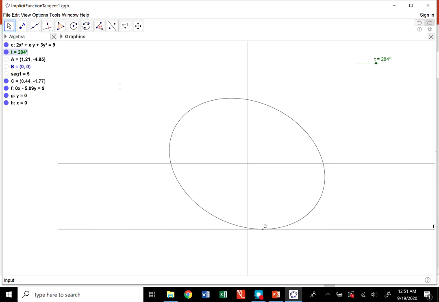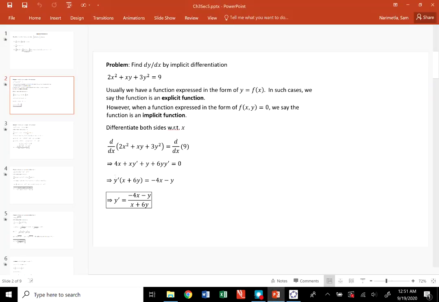Where is this happening? That point C happens to have 0.44, negative 1.77. Those are the coordinates where the thing is. So x value is 0.44 and y value is negative 1.77. Wait a minute. In our case, did we get the slope of the tangent y prime to be negative 4x minus y over x plus 6y?